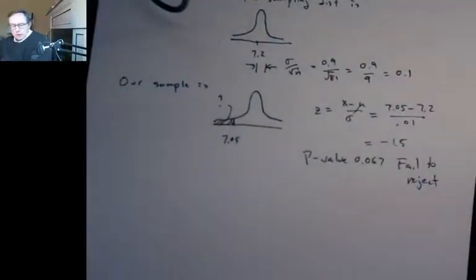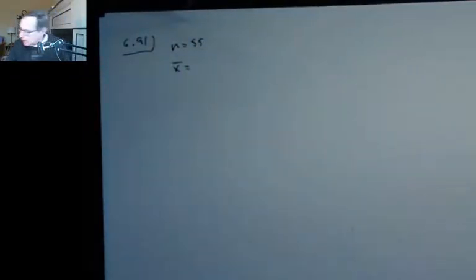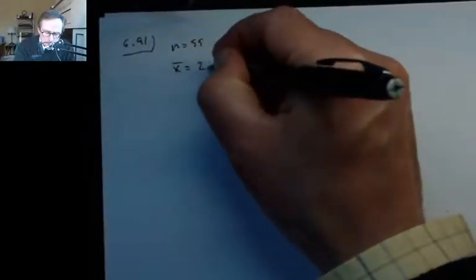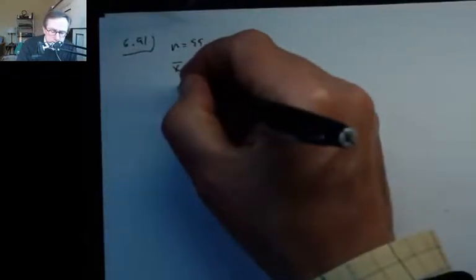It says, give me a 99% confidence interval. Okay, so write all this stuff down. Go to the StatKey and so on. Okay, so let's try it. What does it say? It says n equals 55, so I'm doing number 6.91. So it's n equals 55. X bar is 2.4. And the point of this section, the thing to notice, is that this is not sigma, this is S.